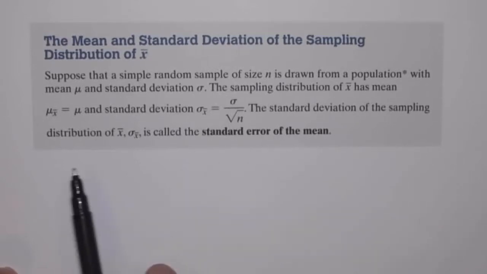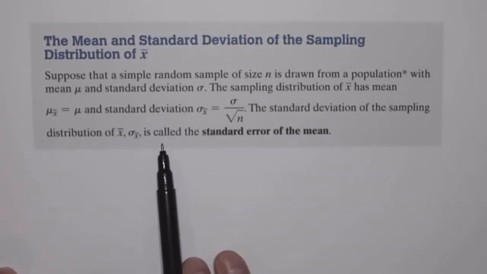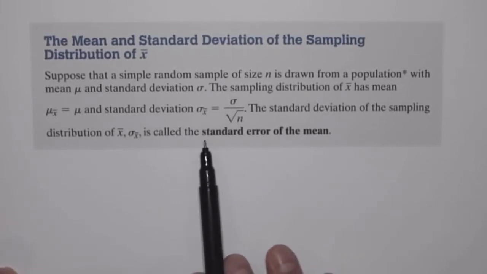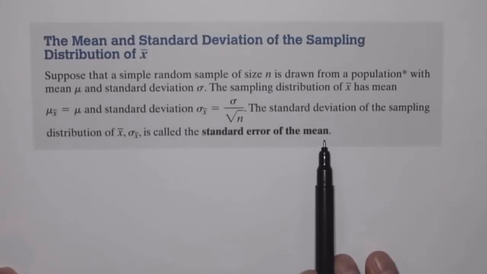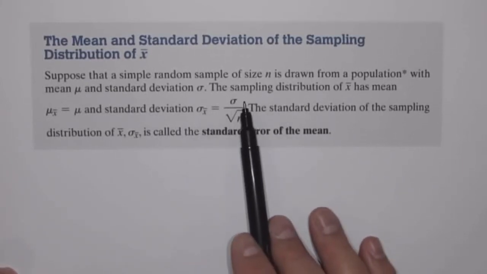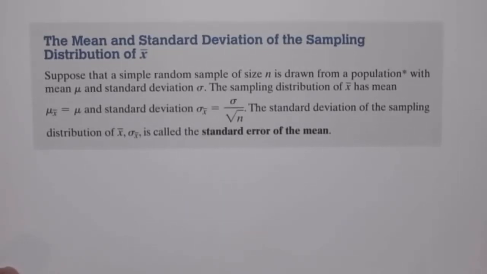The standard deviation of the sampling distribution of x bar, that is sigma sub x bar, is called the standard error of the mean. So if you see that term, find the standard error of the mean, it means find sigma sub x bar, which is equal to sigma, the standard deviation of the population, divided by the square root of the sample size. So let's take a look at an example.